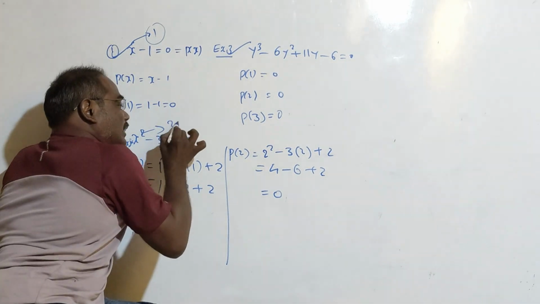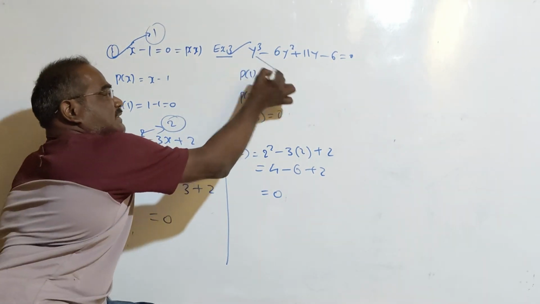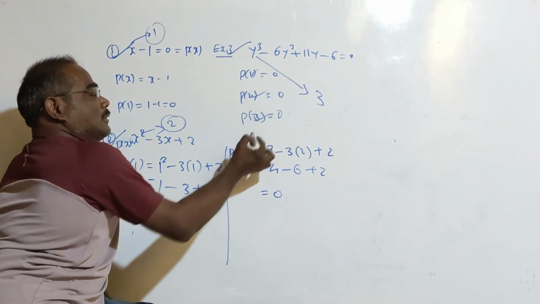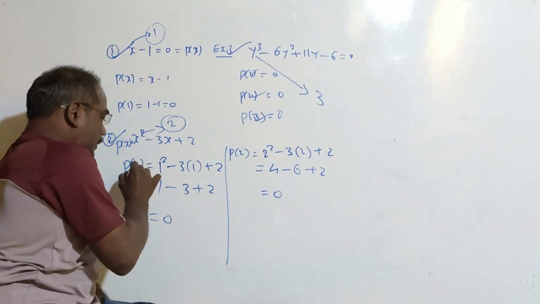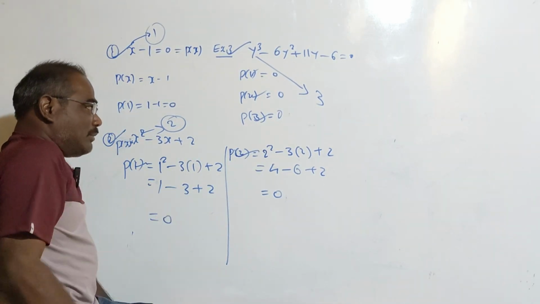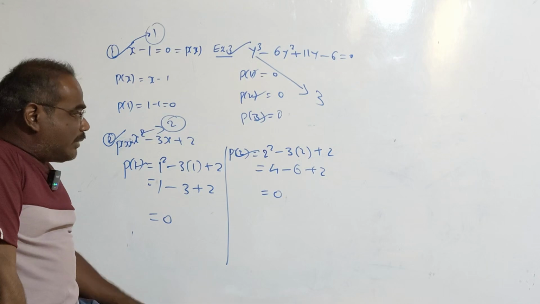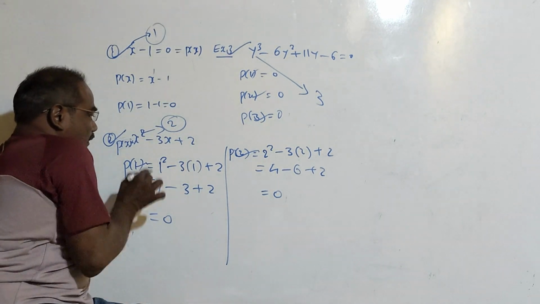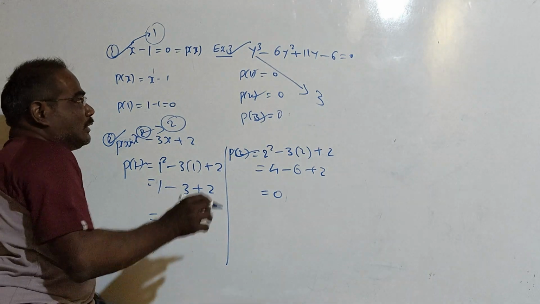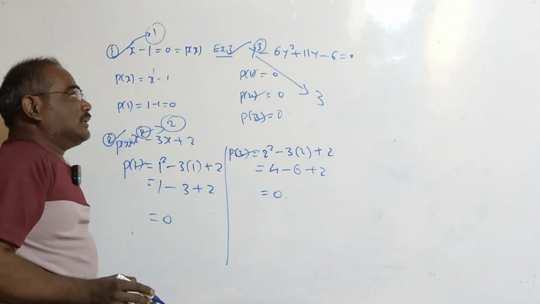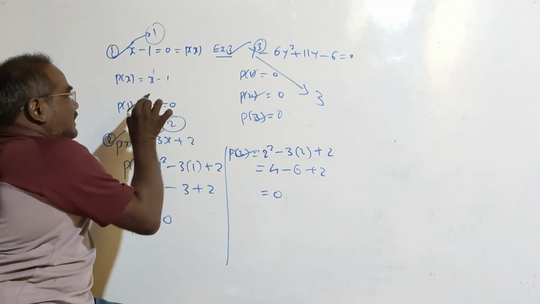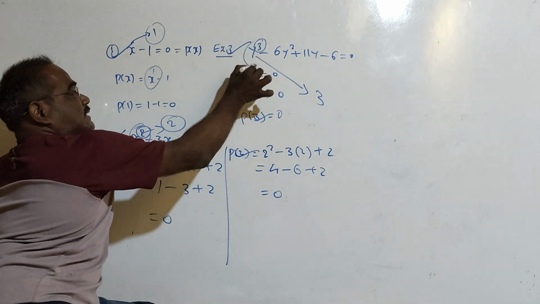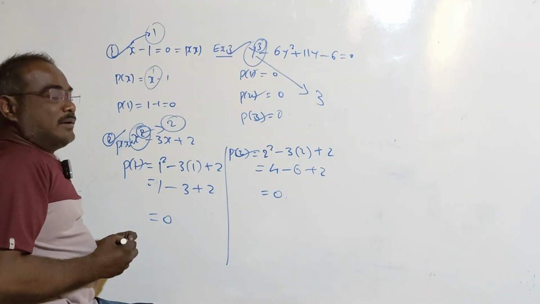For this example, the number of zeros is 2. For this example, the number of zeros is 3, because p of 1, p of 2, p of 3 become 0. Here x power is 1, here the maximum power is 2, here the maximum power is 3. This means this is first degree, this is second degree, this is third degree.